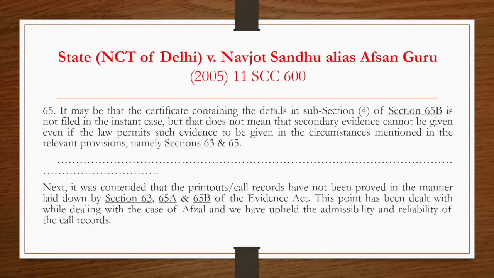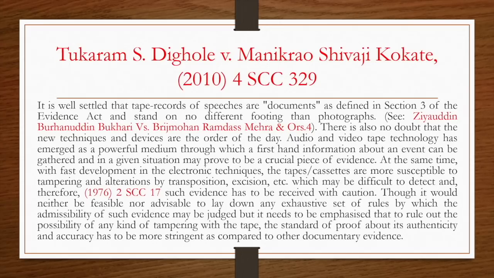In this case, the call records and the electronic evidences were being adduced without the compliance of section 65A and B, especially section 65B. And in the interpretation of this judgment, the Honorable Court observed that non-compliance of 65B is not fatal, and even the court can rely on this evidence. So that is one of the first parts of interpretation of section 65A, the maybe clause, which I have already referred. Then we have the Tukaram case.